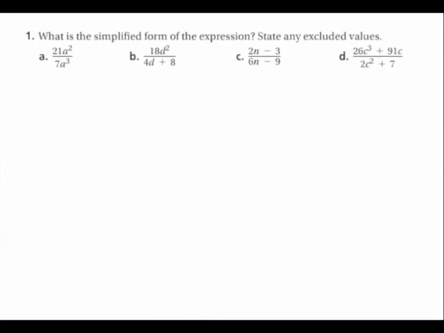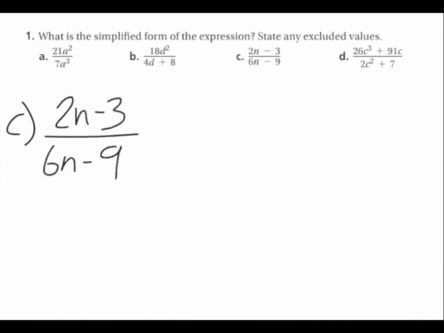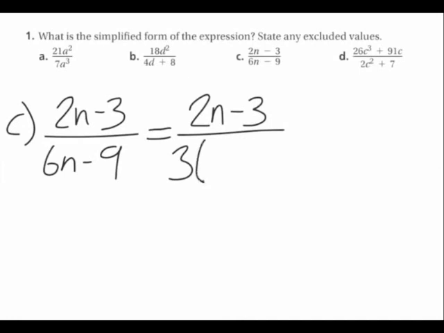Okay, let's look at c now. 2n minus 3 divided by 6n minus 9. Let's see. It doesn't appear that we can factor out anything from the top, but how about the bottom? Looks like we can factor out a 3, can't we? 3 times what? 3 times what will give us back what we started with? Let's see here.